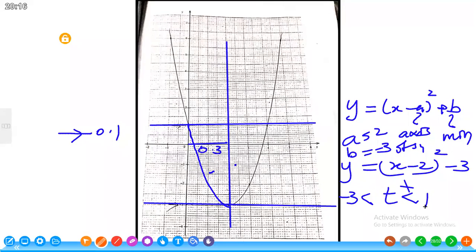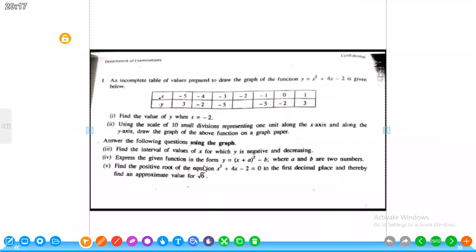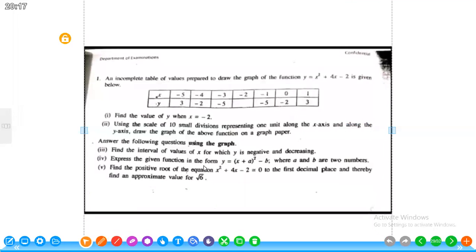Okay, take the 2017 past paper. The question is, an incomplete table of values is given to draw the graph of the function y is equal to x squared plus 4x - 2. Here, the function is given, right? Given below is a table also.